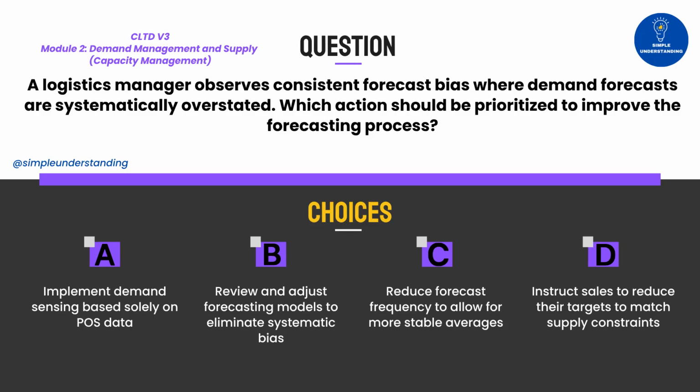A. Implement demand sensing based solely on POS data. B. Review and adjust forecasting models to eliminate systematic bias. C. Reduce forecast frequency to allow for more stable averages. D. Instruct sales to reduce their targets to match supply constraints.